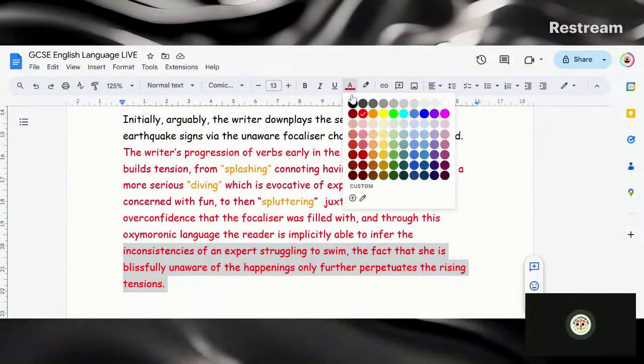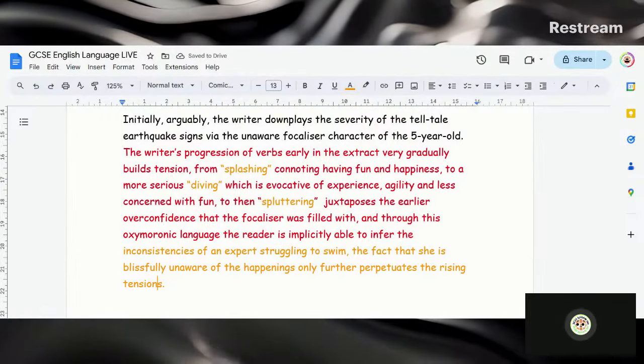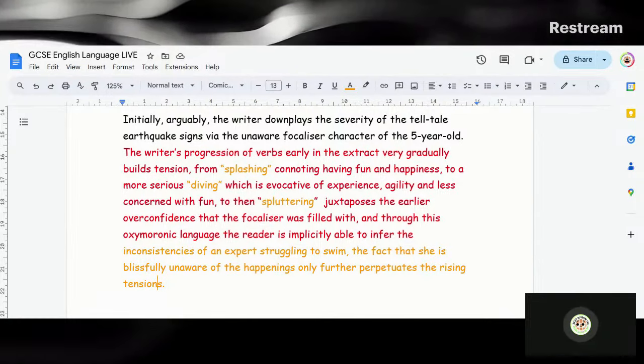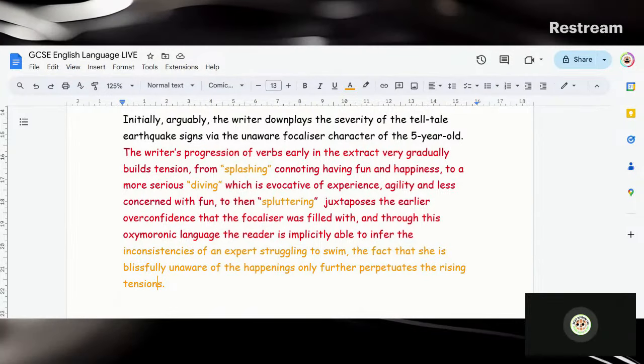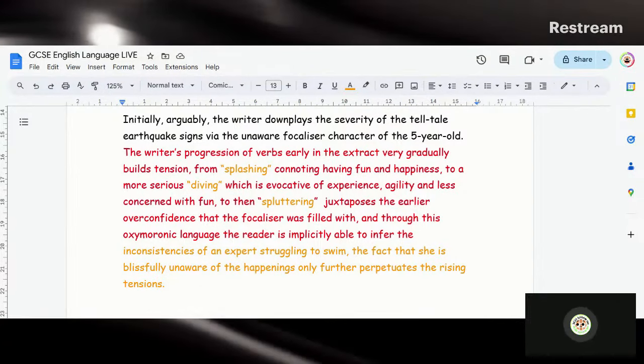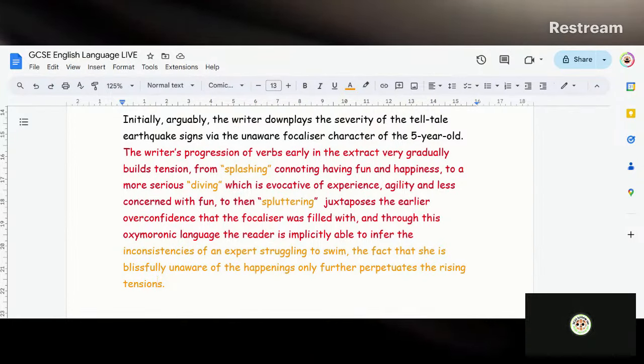Now, that last bit there is going to be high level. The fact that you've noticed the inconsistencies and stuff like that, that's a grade 9 part of things. You can talk about the analysis, and that's grade 8, but it's a grade 9 where you're going that step further and talking about what the reader can then infer from that piece of information, from that quote, from that structure, from that language.